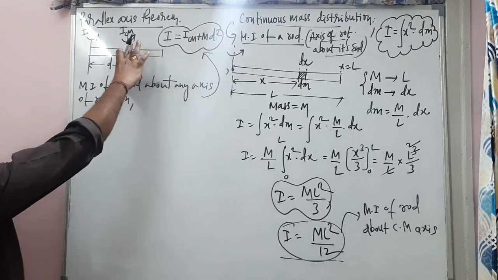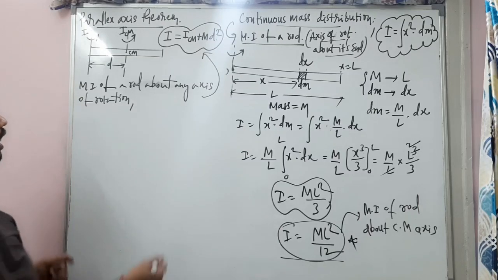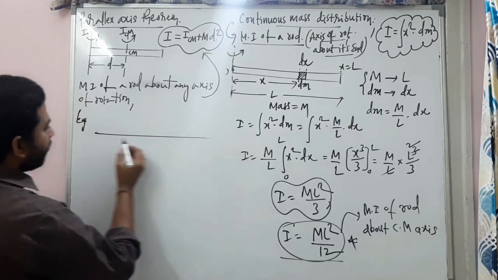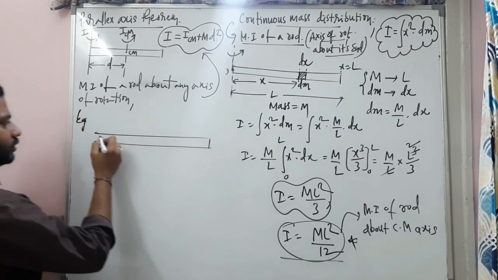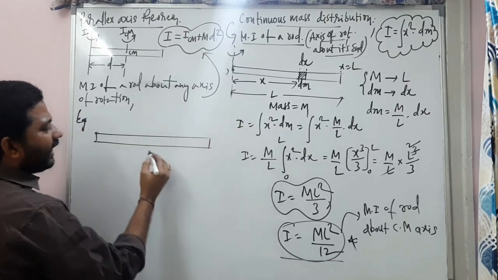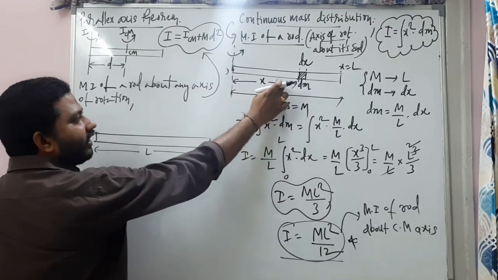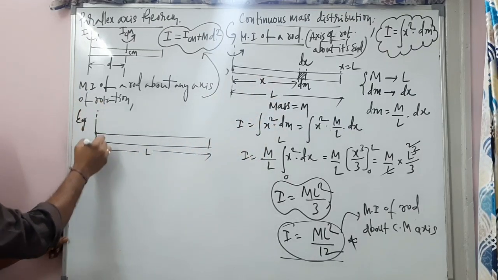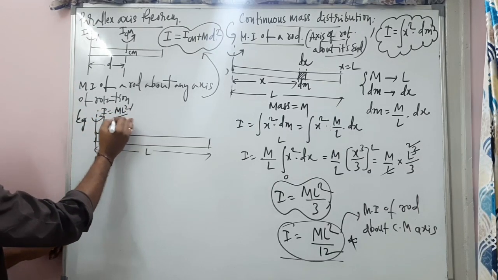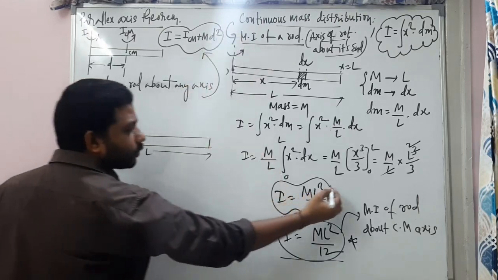And by using parallel axis theorem, we are going to find ml square by 12. Let's see, this is the application here. This is the rod of length L. Observe carefully. What we have found about this axis of rotation, what is that I value? ml square by 3 we have got. This one only we got, right? ml square by 3.